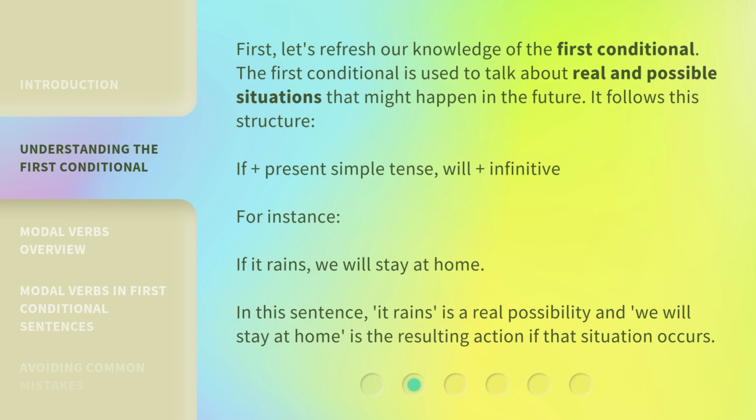First, let's refresh our knowledge of the first conditional. The first conditional is used to talk about real and possible situations that might happen in the future. It follows this structure: if plus present simple tense, will plus infinitive. For instance, if it rains, we will stay at home. In this sentence, it rains is a real possibility and we will stay at home is the resulting action if that situation occurs.